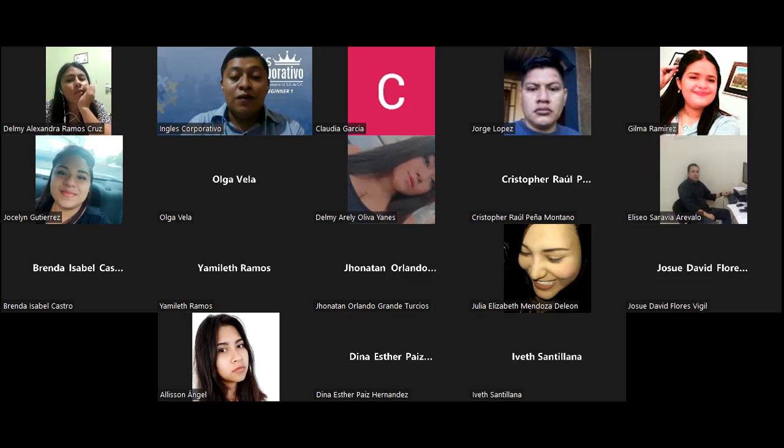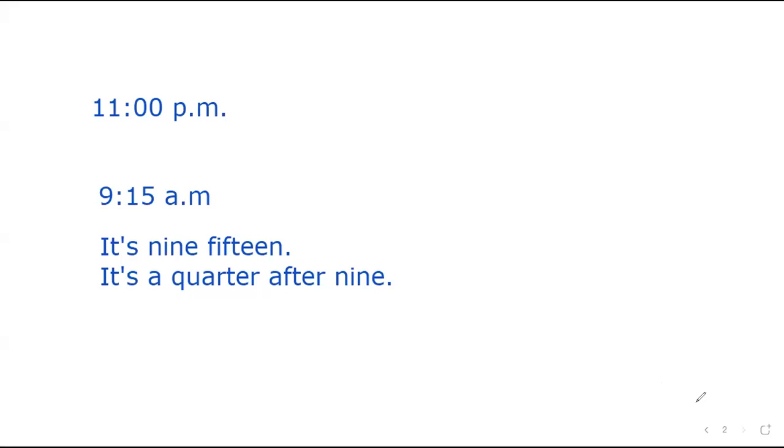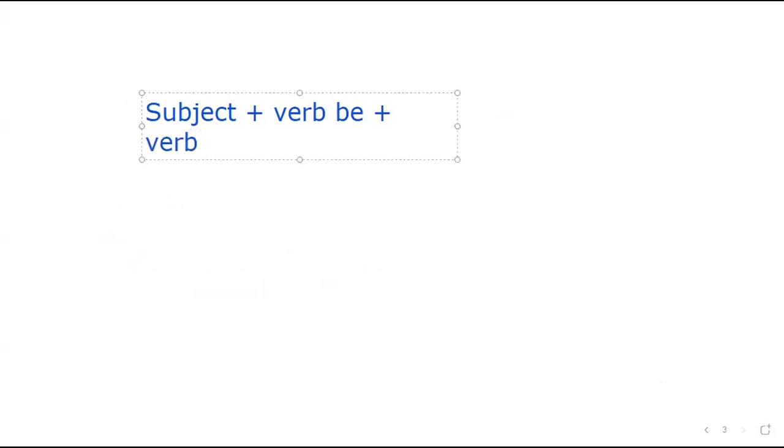Y para hacer una oración afirmativa, necesitamos, ¿se acuerdan? ¿Qué necesitamos para una oración afirmativa en presente continuo? We need a subject first. Necesitamos un sujeto. Plus the verb be, la forma correcta del verbo to be. Más el verbo principal. Más un verbo que tenga I-N-G. Más un complemento. That is what we need.